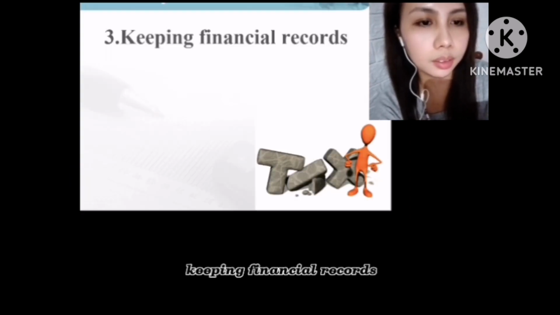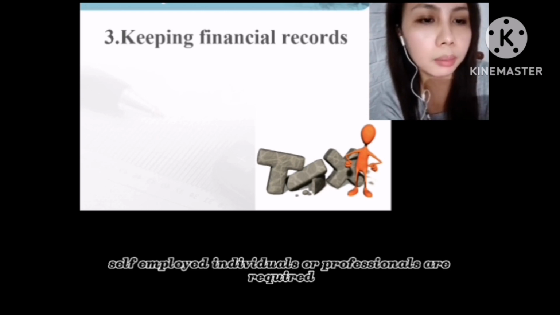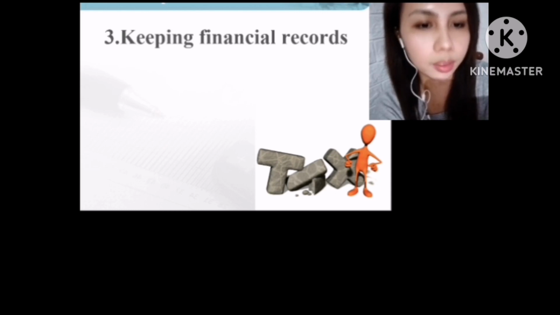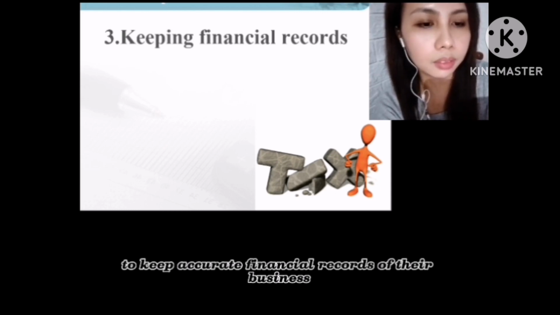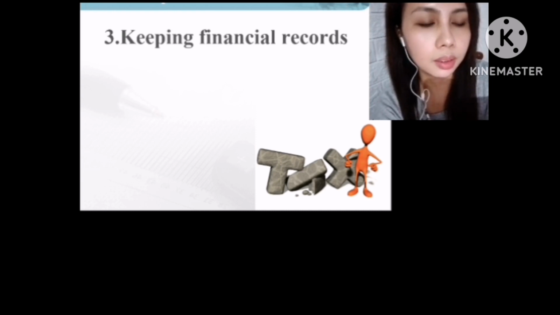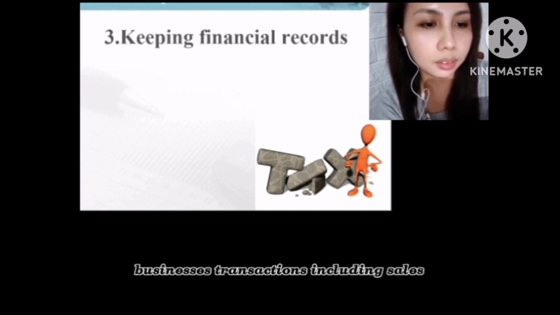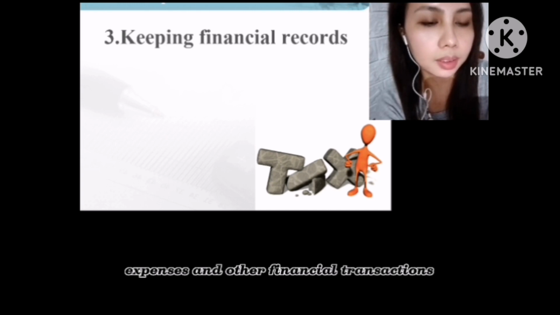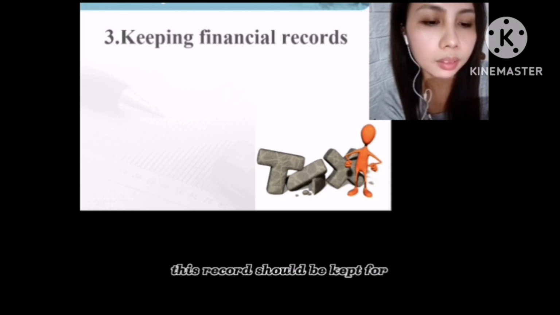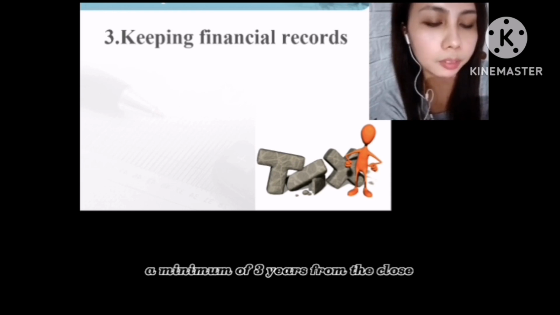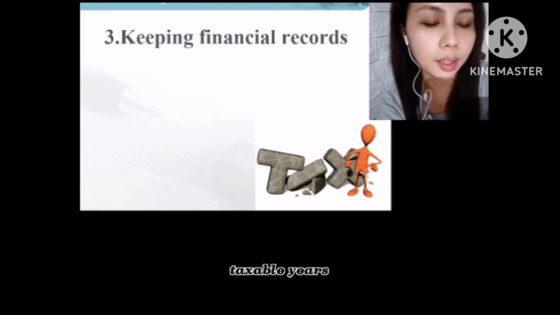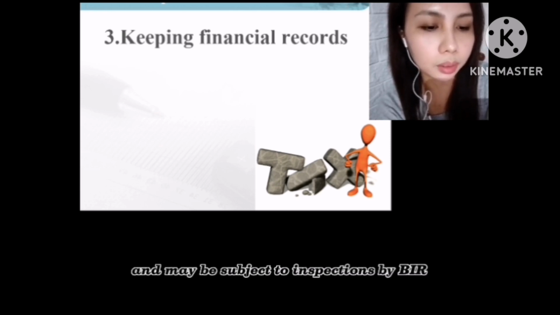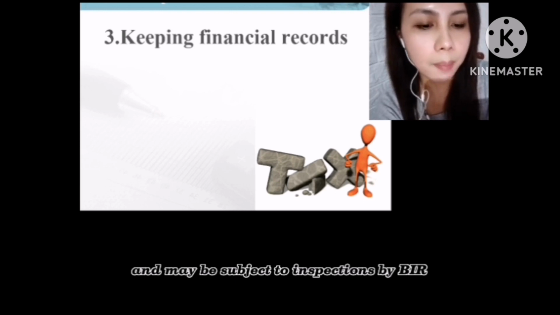And the third one is keeping financial records. Self-employed individuals or professionals are required to keep accurate financial records of their business transactions, including sales, expenses, and other financial transactions. This record should be kept for a minimum of 3 years from the close of a taxable year and may be subject to inspection by the BIR.